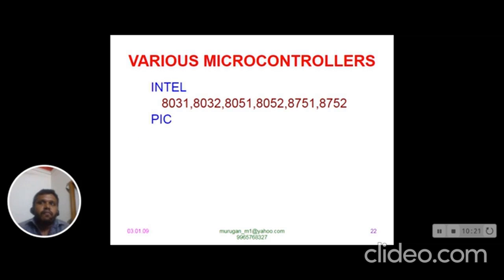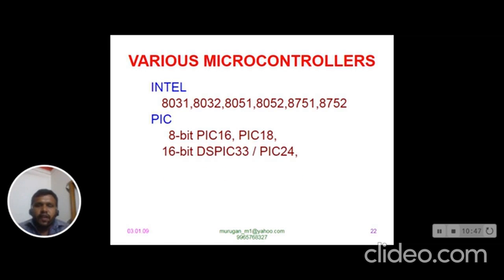In the case of PIC microcontrollers, these are the application controllers we follow in electrical, electronics, and various industrial sites. PIC microcontrollers come under the 8-bit category and the 16-bit category. For 8-bit, we have PIC 16 and PIC 18. For 16-bit, we have the digital signal processor, that is DSPIC 33.